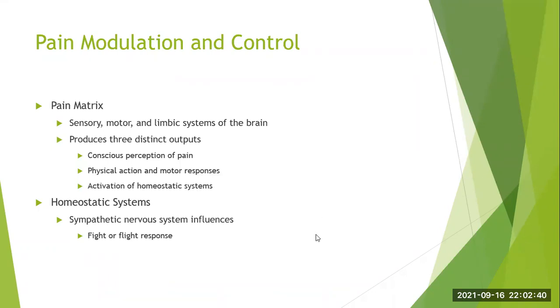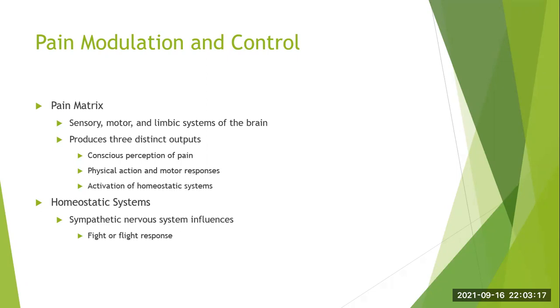So the pain matrix involves sensory, motor, and limbic systems of the brain. Limbic systems are sometimes also called primitive or emotional systems. And the pain matrix produces three distinct outputs. One of them is conscious perception of pain. A lot of that happens in the sensory thalamus. In order to be conscious of pain, the pain has to travel to the thalamus. And so the sensory tracts, a lot of them end in the thalamus, and so we get that conscious perception of pain.